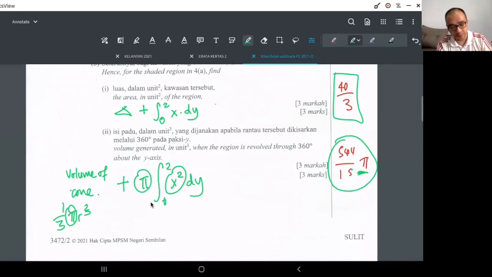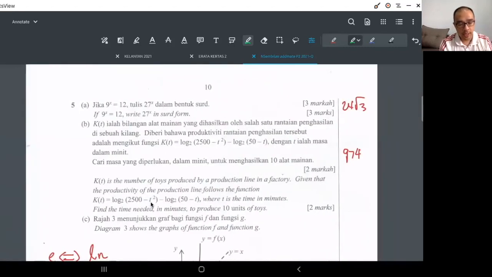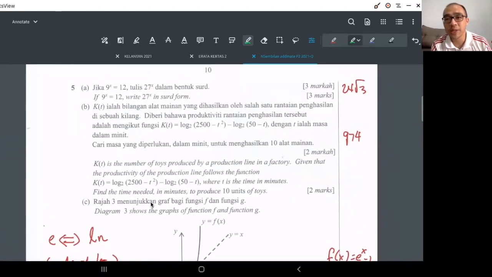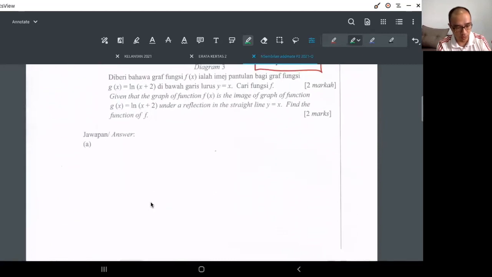All right. Question number 5 is one of those questions where when I look at it, I'm like, this is also something you want to ask, but yeah. There you go. 9 to the power of x equals 12. And then you are expected to write 27 to the power of x in surd form. This one I'm going to show to you, I think it's important that I do. So 9 to the power of x equals 12 is the one that you're given.